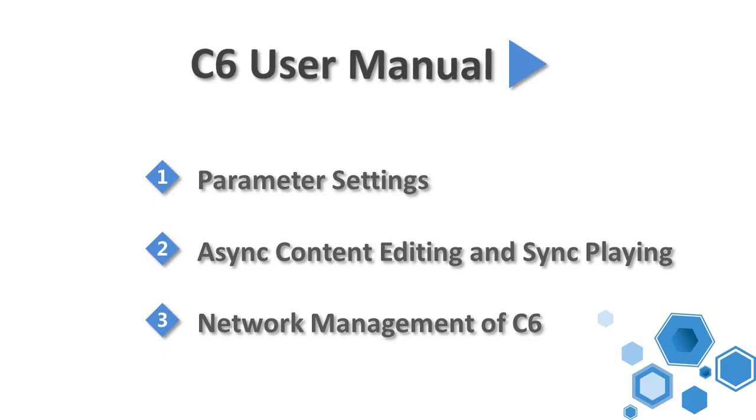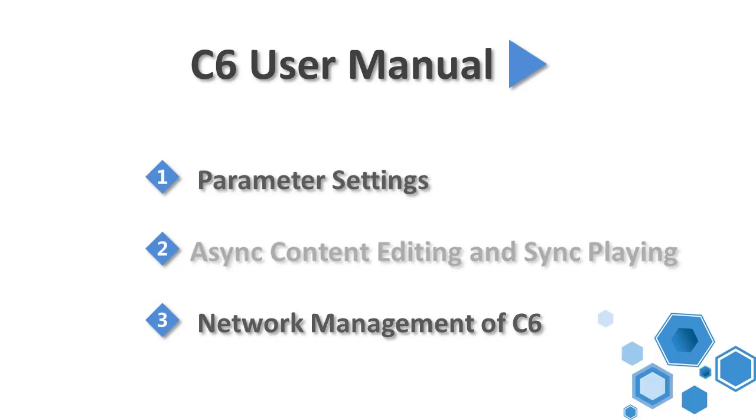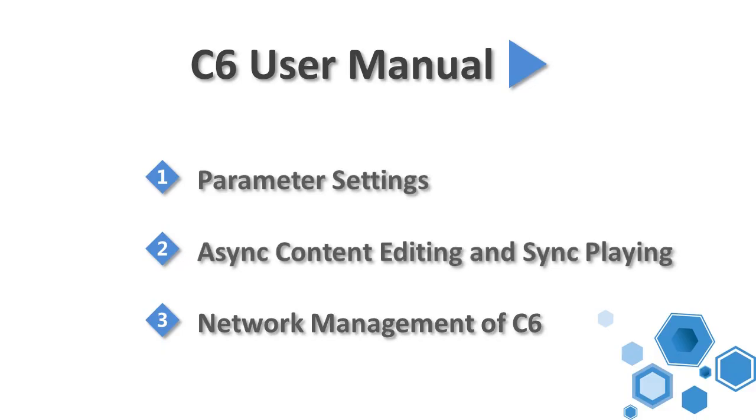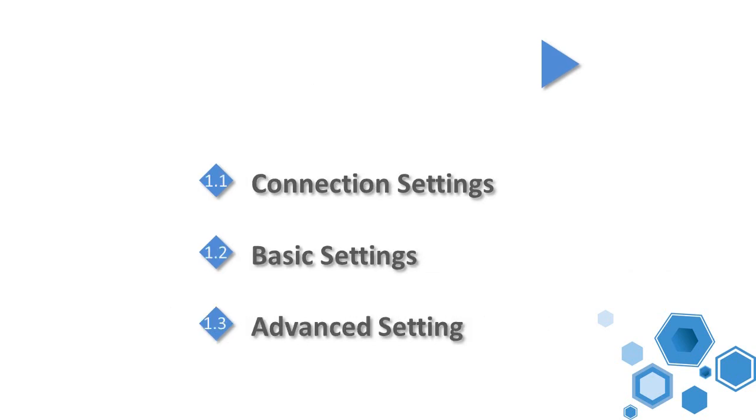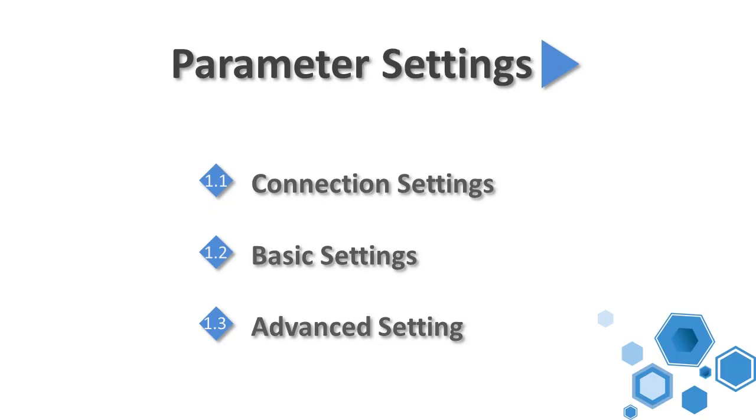C6 User Manual. The first part is parameter setting. The second part is Async content editing and sync playing. The third part is network management of C6. Parameter settings include 3 sections: connection settings, basic settings, and advanced settings.